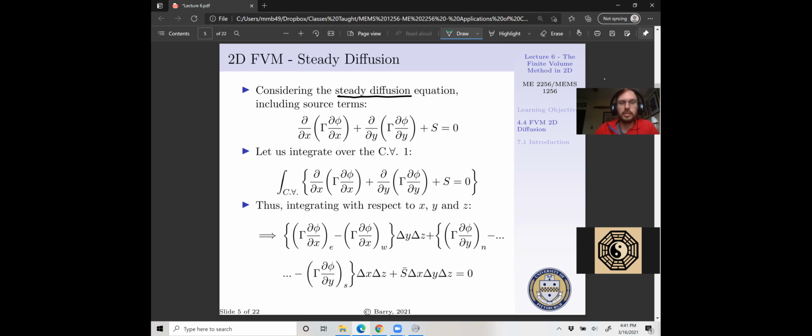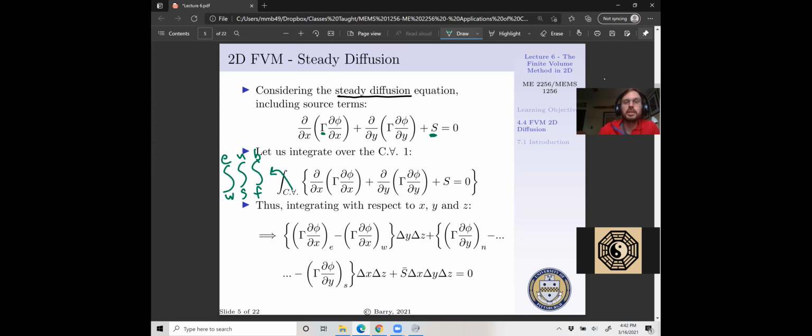So what we did there was just rewrite that equation. So we have del by del x of our diffusion coefficient, gamma, del phi del x, and we call phi our conserved value of interest, plus del by del y of gamma del phi del y, and we'd have our source term. Now, what we need to do is integrate over our control volume. What we're really doing is integrating between our west and our east cell. We're going to integrate between our south and our north cell, and we're going to integrate between our front and our back cell.